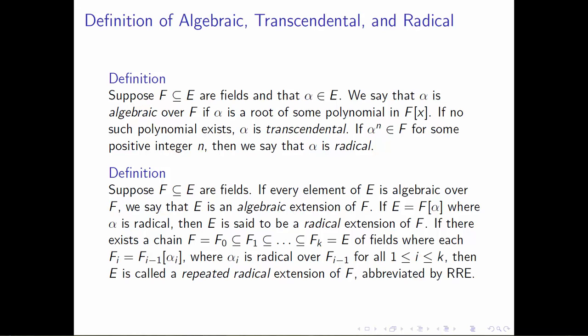If you can make a chain, start with F, let's call that F naught, and let's say it's contained in a field F1, contained in a field F2, and so on and so forth, all the way up through a field F sub k, which is the same as the field E. If we have this chain of fields, where each field is obtained from the previous field by just adjoining a radical element, then that's what's called a repeated radical extension of the ground field. And since that's quite a mouthful to say, just like principal ideal domain or unique factorization domain, we're going to abbreviate repeated radical extension by RRE.